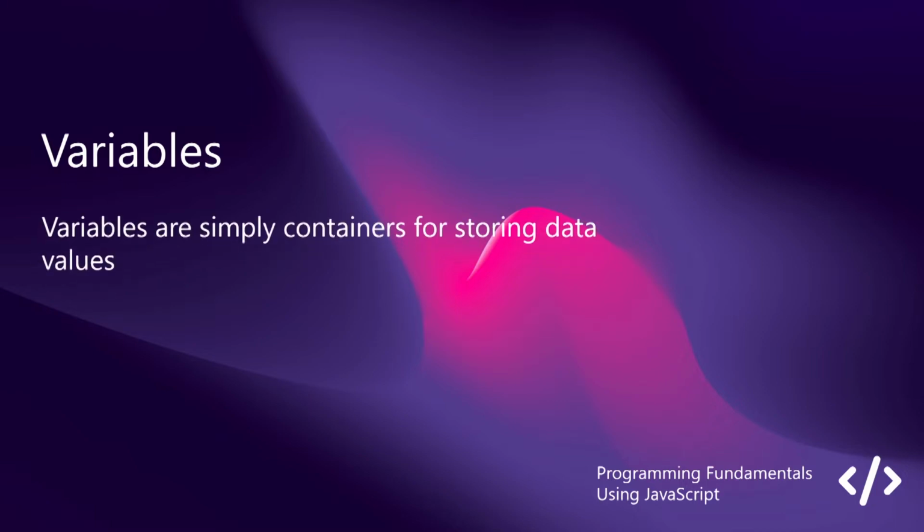Variables are simply containers for storing data values. Okay, so you have a value and you need to reuse it or use it sometime in the future. Variables give you a simple way to store that value in memory and to be able to call it from memory later on in your program and use it for something else.